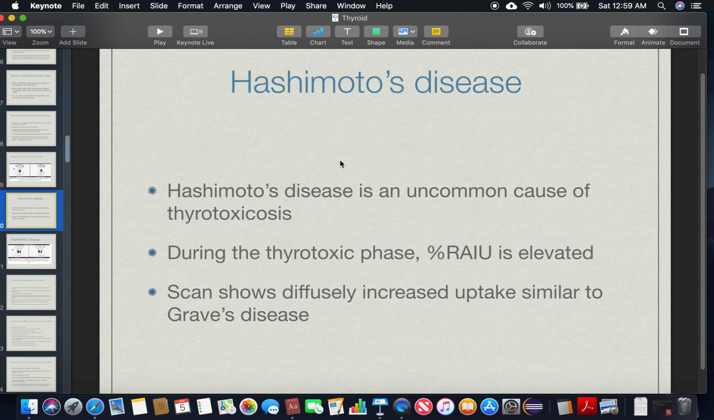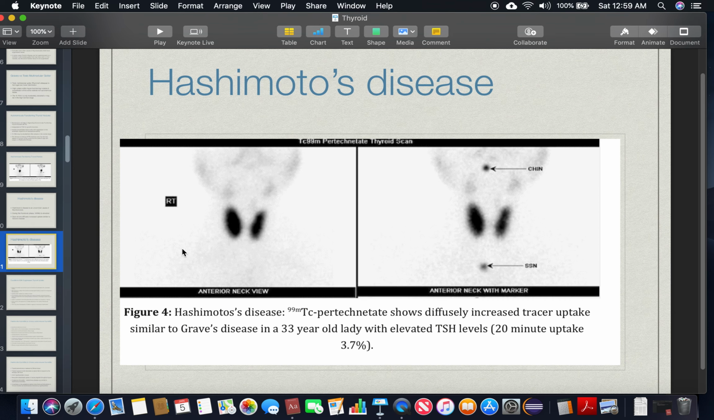Now, Hashimoto's disease is an uncommon cause of thyrotoxicosis. During this thyrotoxic phase, the uptake is elevated, radioactive iodine uptake is elevated, and the scan shows diffuse increased uptake, which is similar to Graves' disease. This is an example of how intense uptake is seen in both lobes of the thyroid in a patient who has elevated TSH levels.